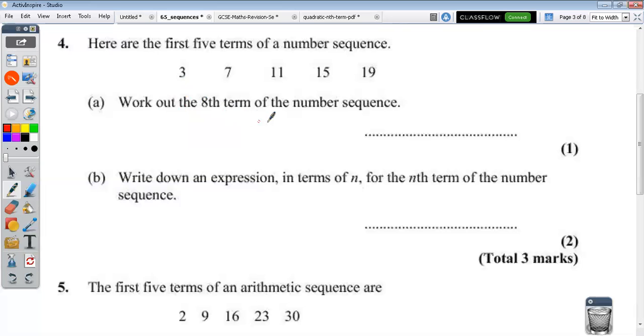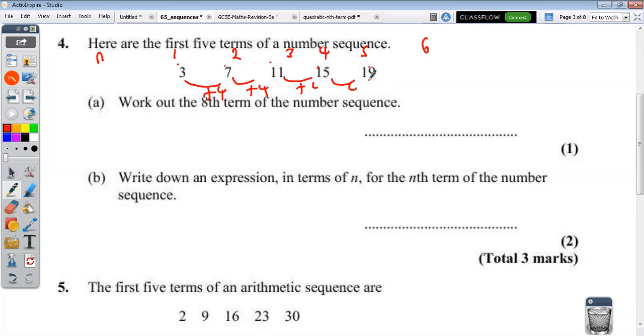Work out the 8th term in this sequence. So what will be the 8th term? 1, 2, 3, 4, 5. This is n equal to 1, the first term, 2nd term, 3rd term, 4th term, 5th term. What will be the 6th term? What are we doing here? We are adding plus 4.